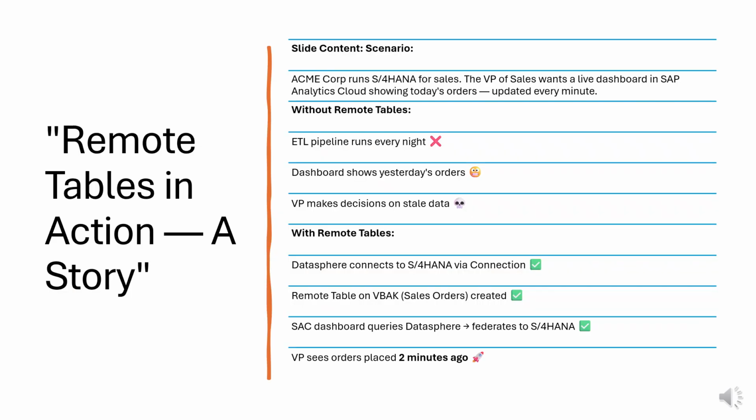Now guys, let's bring this to life with a real story. Let's say ACME Corp uses S/4HANA for their entire sales operation. The VP of sales walks into Monday morning's meeting and wants to know how many orders we closed this morning. In the old world, the data team runs an ETL job every night. So the VP is looking at Saturday's numbers on Monday morning. She is making decisions based on stale data.